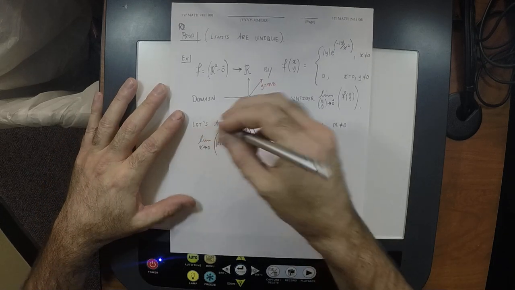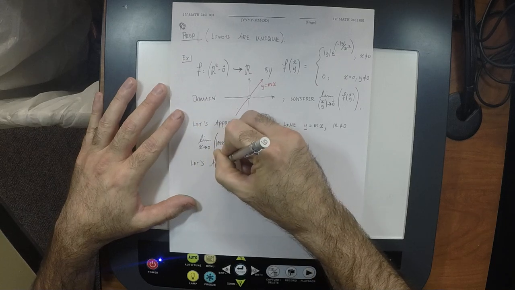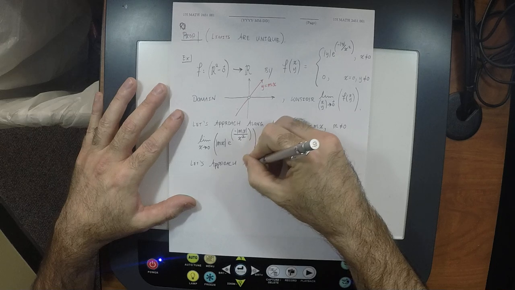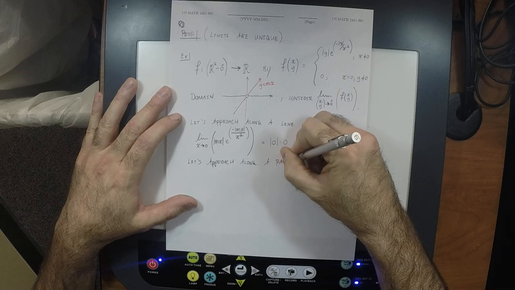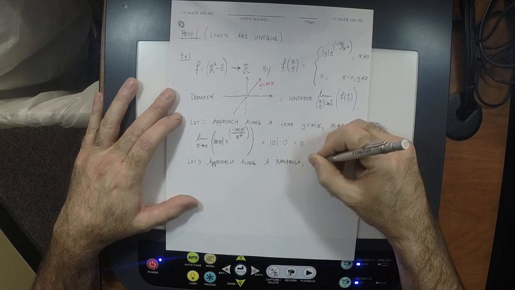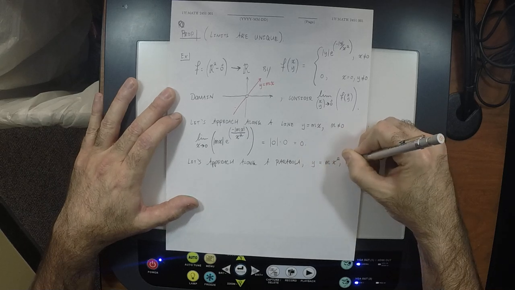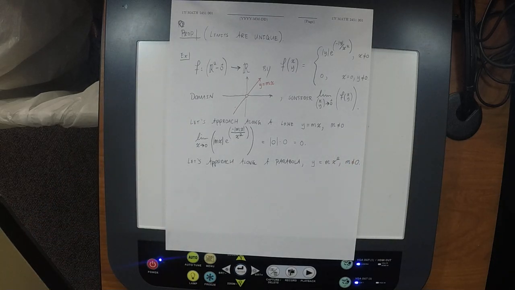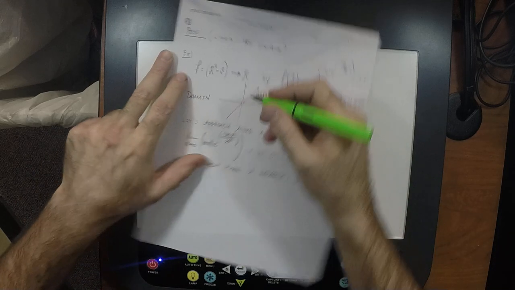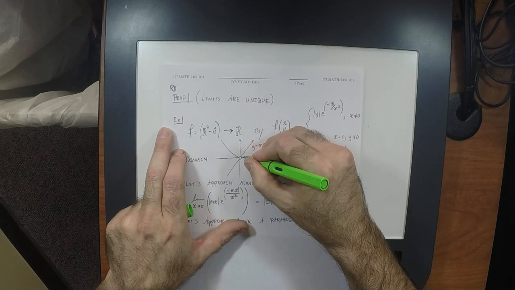However, now let's approach along a different path. So in particular, we'll do, say, y is m x squared, and we'll again require that m is not 0, because otherwise it wouldn't be interesting. So now, what does the parabola look like? If m happens to be positive, then it would look something like this.